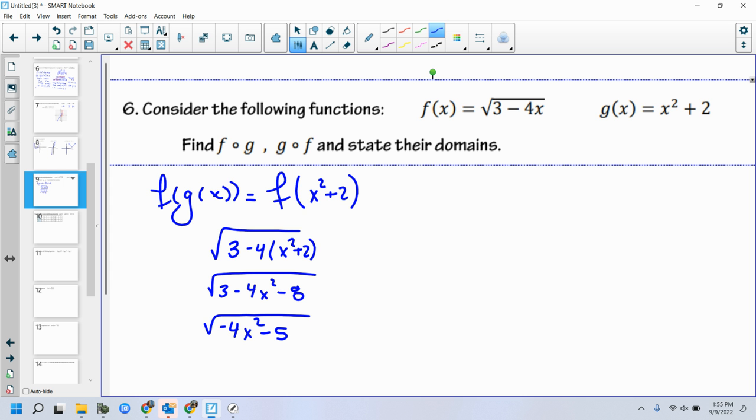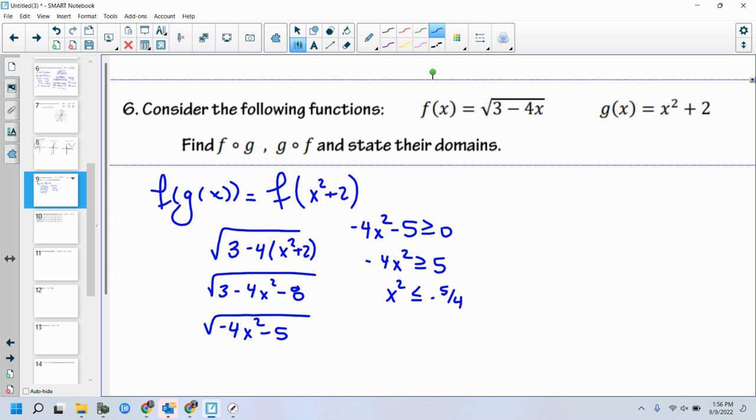I should be double checking my answers just in case, I don't want to make any mistakes on these videos. Negative 4x squared minus 5. All right, so now I'm going to take a look and see my domain. Negative 4x squared minus 5 has to be greater than or equal to 0. So I add 5 over to the other side. Negative 4x squared is greater than or equal to 5. And then I divide by negative 4. So x squared is less than or equal to negative 5/4.